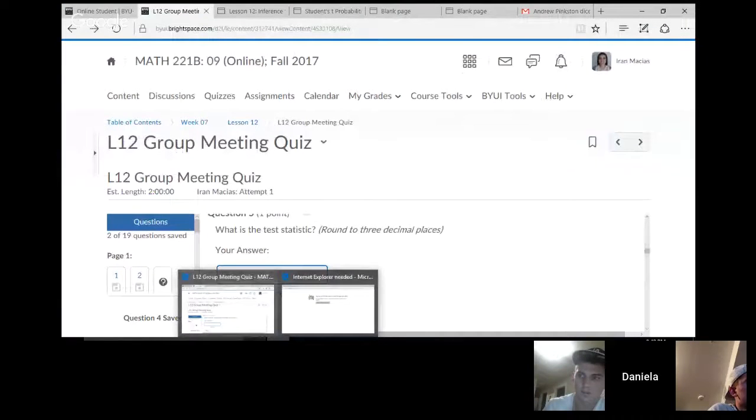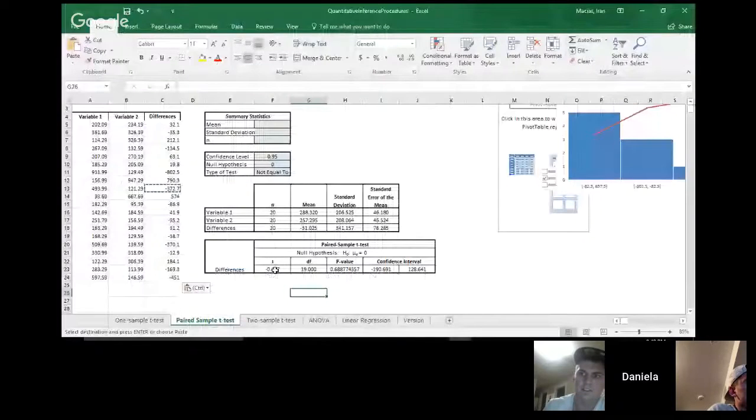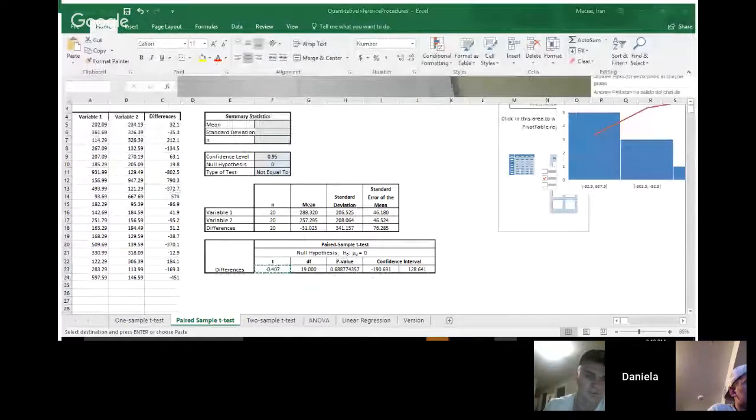Negative 0.407? Is that what you said for 5? I think it's just regular 0.407, not negative. And then 7, what is the correct decision based on this evidence? Well, p is not less than 0.1. So we fail to reject the null. Yeah.